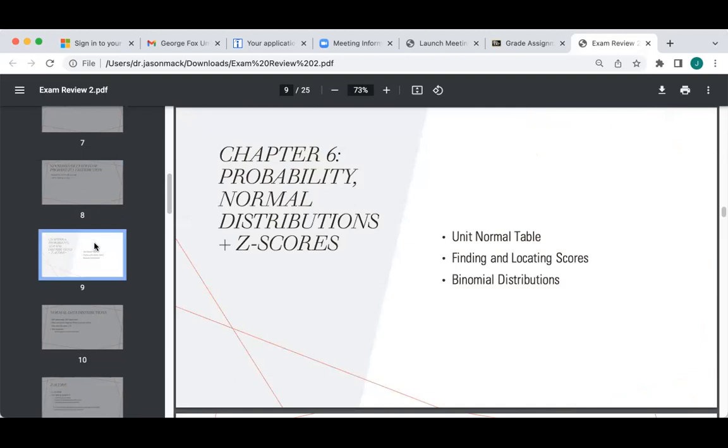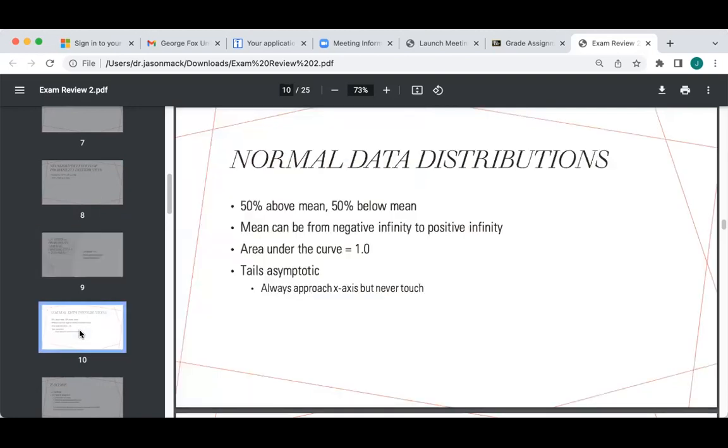For chapter 6, it was more about normal distributions and z-scores of probability. And this was what we had to do, the unit normal table and finding and locating z-scores. So a normal data distribution is like your average bell curve. The data is 50% above the mean and 50% below the mean. The mean can be anywhere from negative infinity to positive infinity. The area under the curve is equal to 1, and the tails are asymptotic, which means that they always approach the x-axis but never touch.